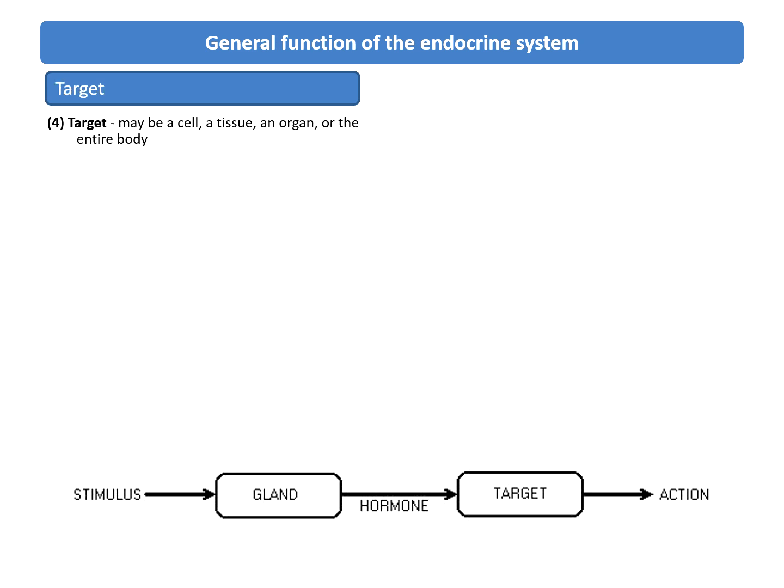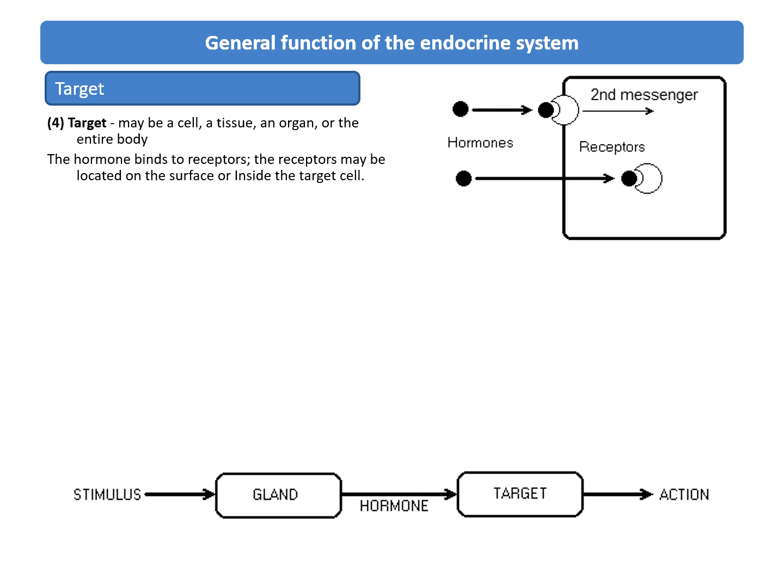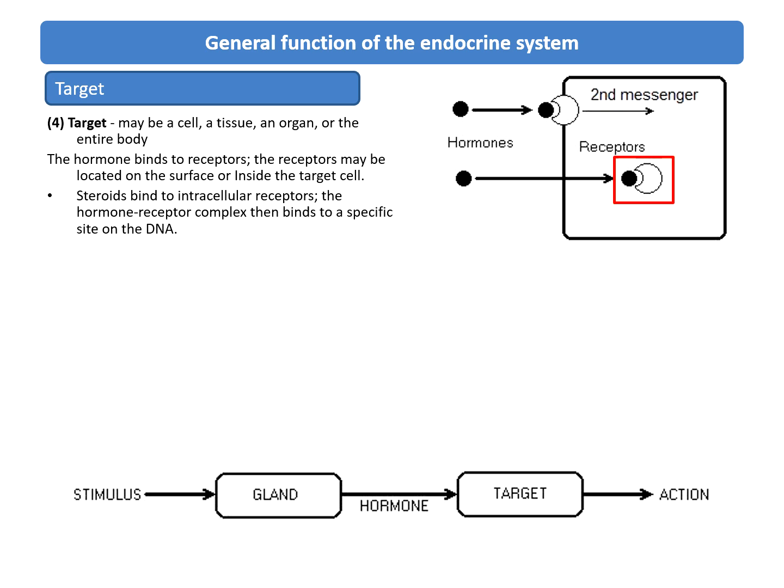What about the target? The target may be a cell, a tissue, an organ. It may be the entire body. The hormone will bind to a receptor. The receptor may be located on the surface of the target cell or inside the target cell. Steroid hormones bind to intracellular receptors. The hormone receptor complex then binds to a specific site on the DNA and has an effect on protein synthesis.